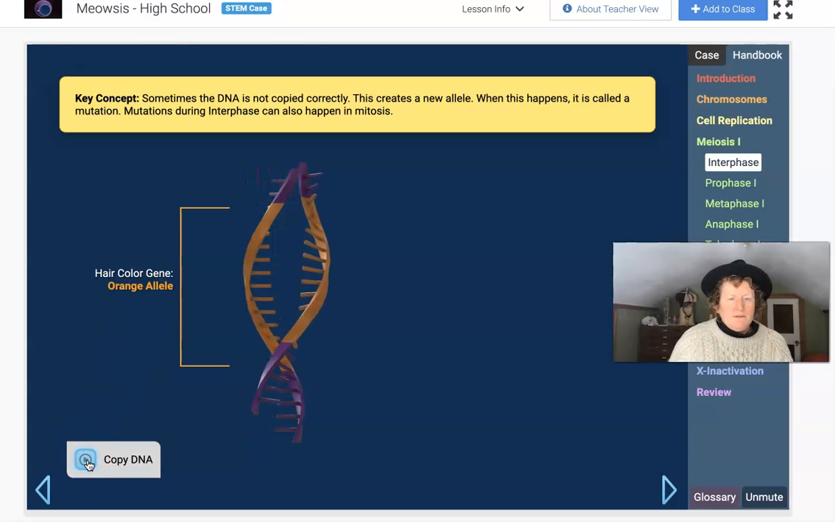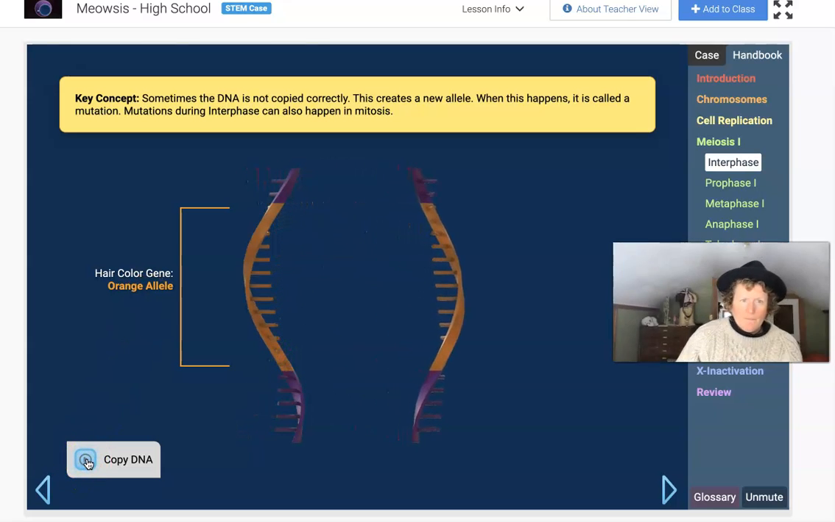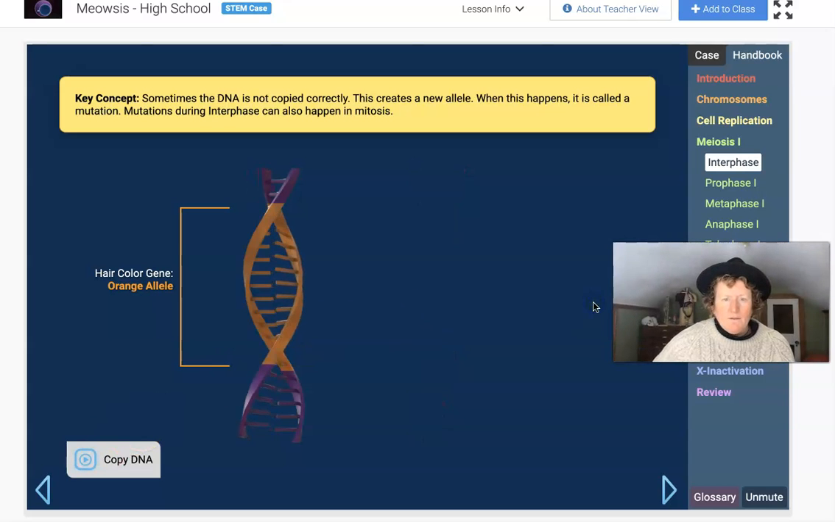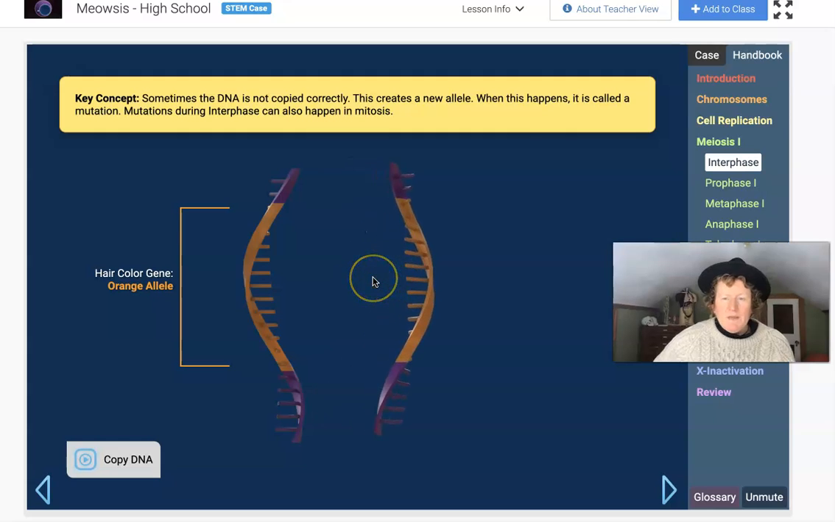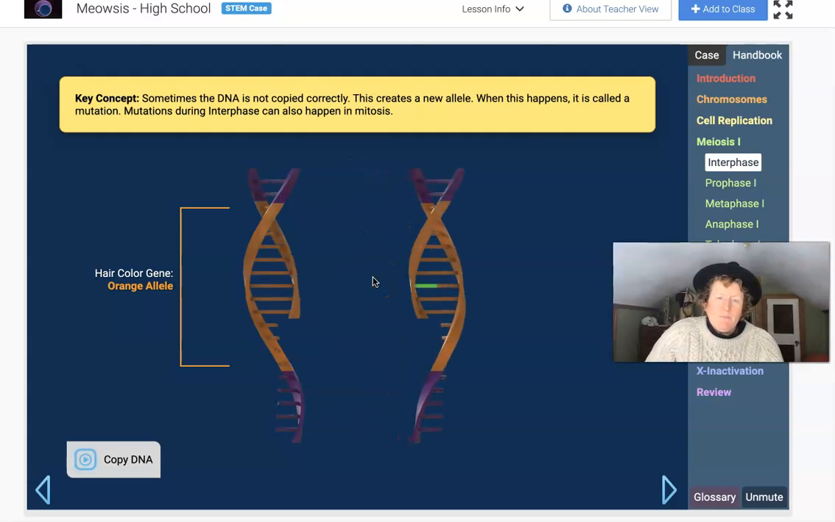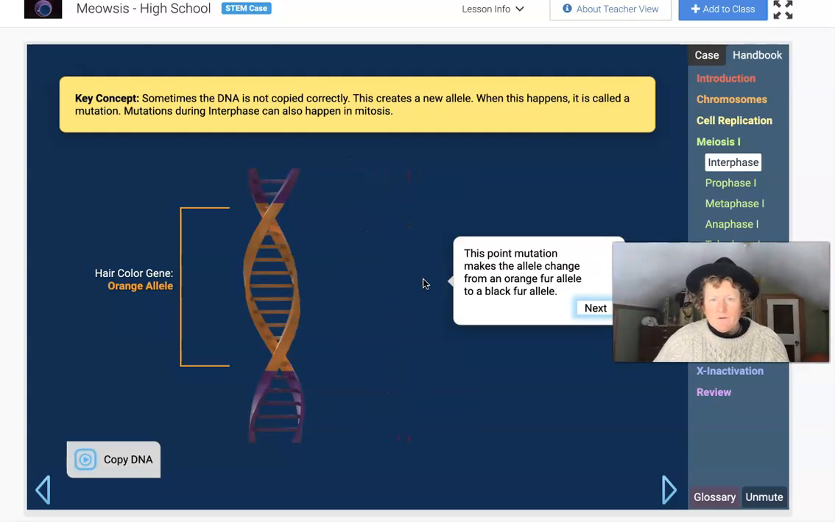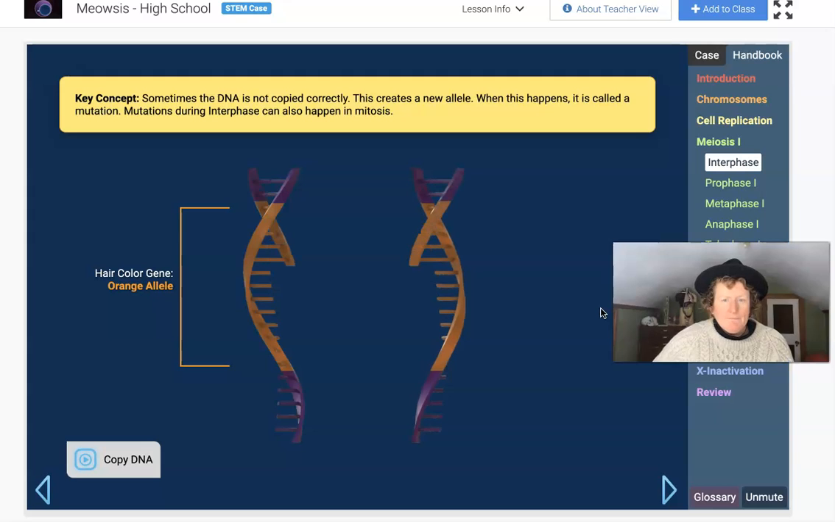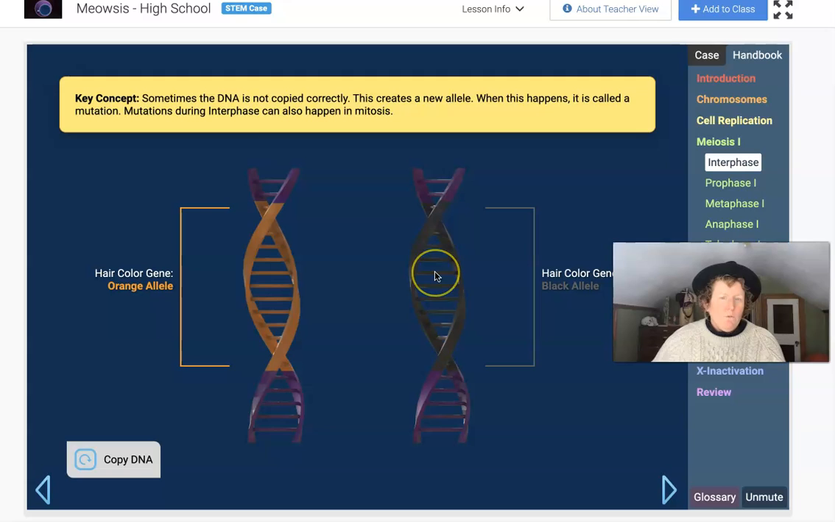So we're going to copy our DNA. There's a mutation right there. One of those base pairs in the DNA messed up. It wasn't matched correctly or it got switched out. There's lots of different mutations. We'll be studying that. This particular point mutation changed the orange fur allele to the black fur allele.